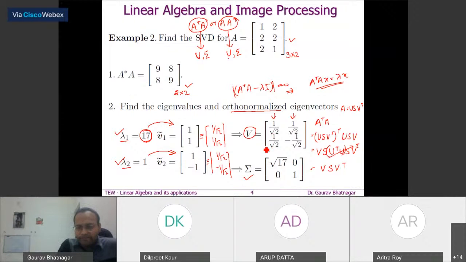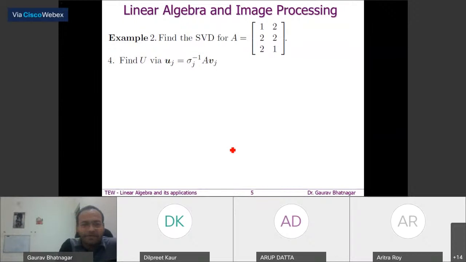So now I have a well-defined A, which is given to me, then a well-defined sigma and a well-defined V. Now the only thing remaining is the definition of U. So the fourth step says find U. Either you can use the definition of SVD, since in the last example we used the definition of SVD, or I intentionally choose the vector relation to find the matrix U.